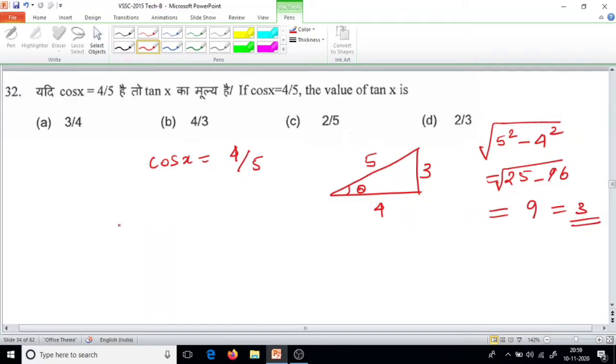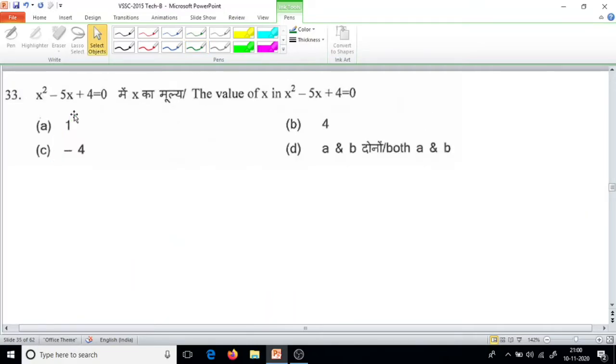So what is the question? What is the value of tan x? Tan x equals opposite side divided by adjacent side, that is perpendicular divided by adjacent side, which is 3 divided by 4. So 3 divided by 4 is the answer, option A. Option A is the answer. So we'll go to the next question.